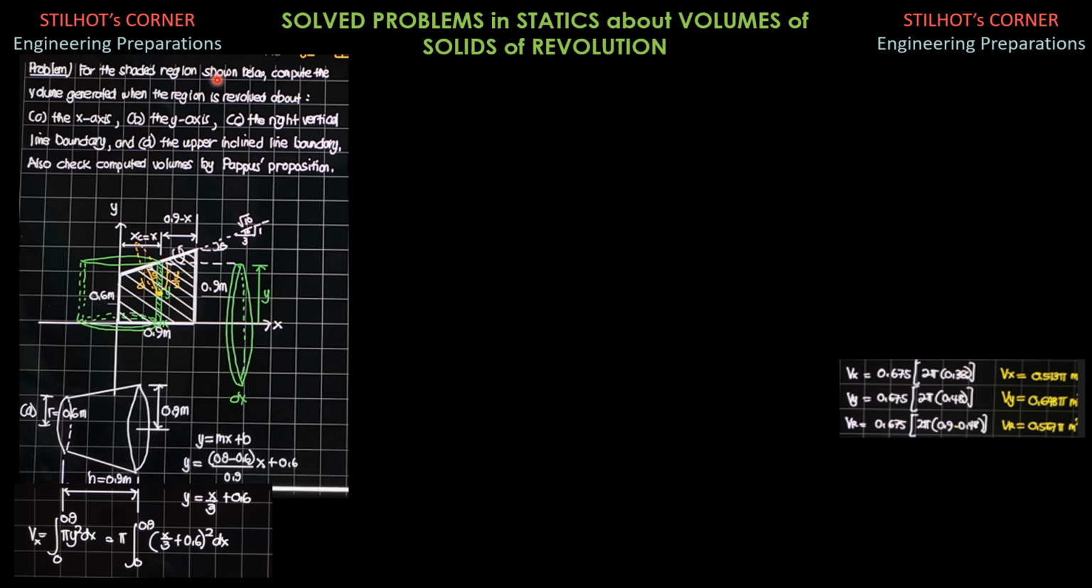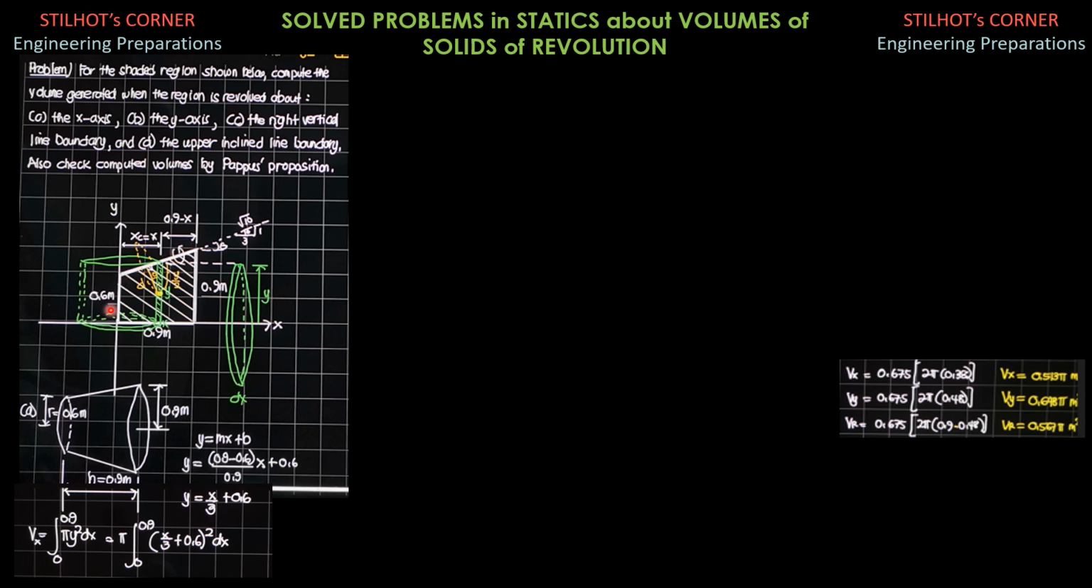For the shaded region shown below, compute the volume generated when the region is revolved about A, the x-axis, B, the y-axis, C, the right vertical line boundary, and D, the upper inclined line boundary. Also check the computed volumes by Pappus propositions on volume as the product of area and the distance traveled by the centroid.